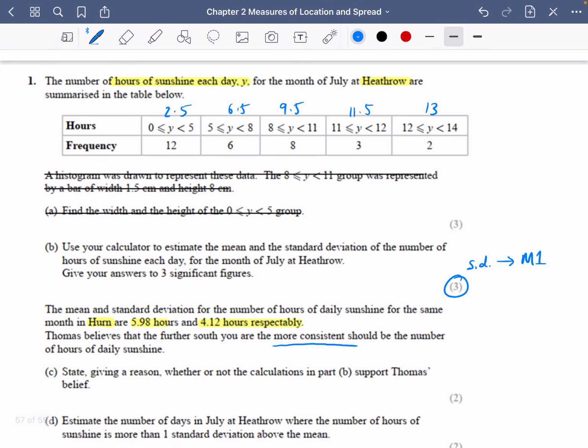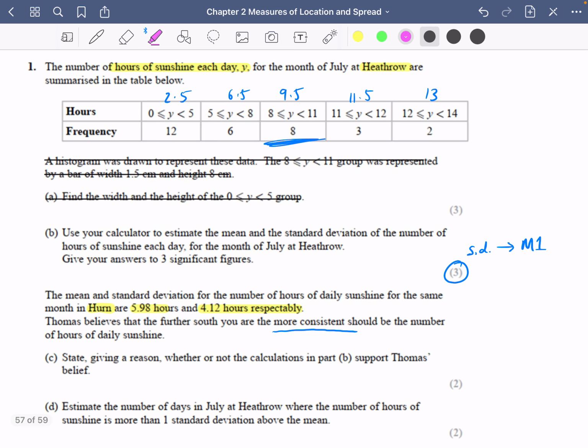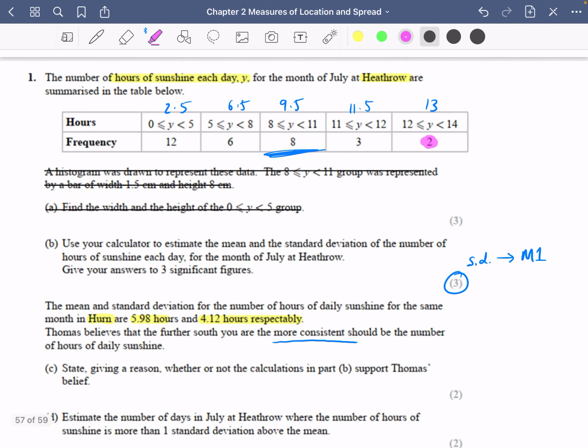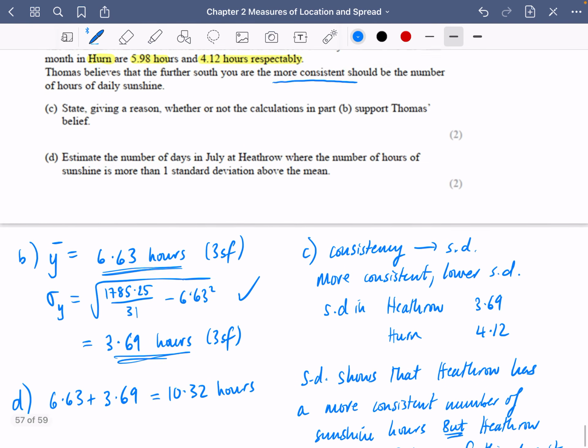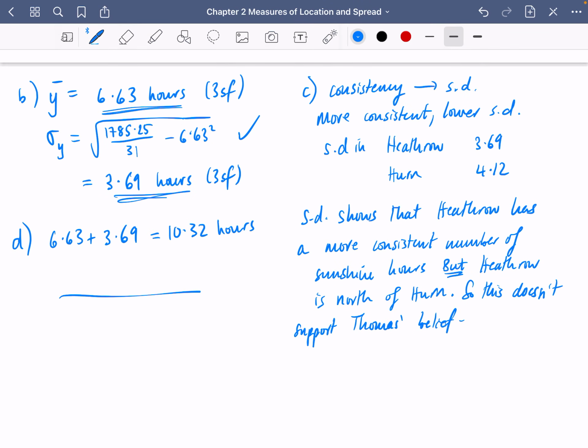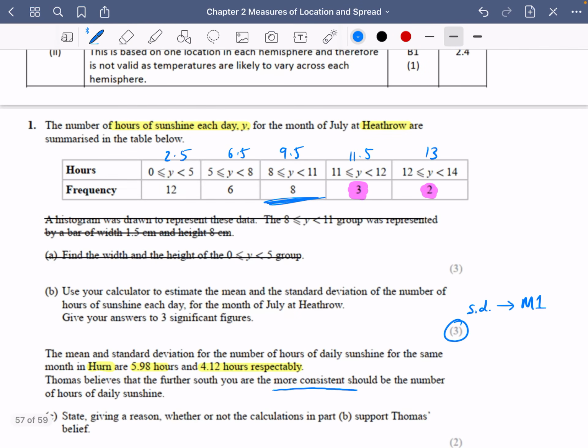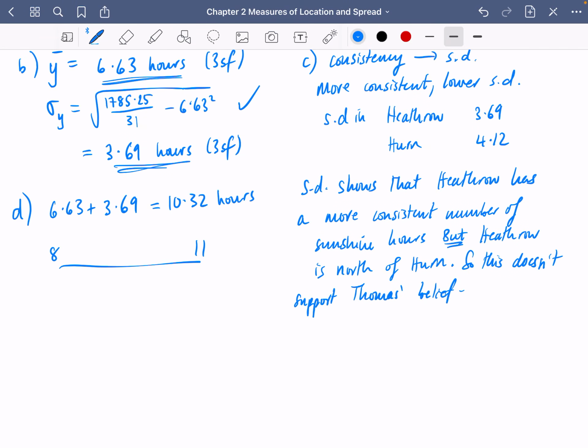So it's going to be somewhere inside this group, okay? The ones that are more than 10.3 hours, and the number of hours is more than one standard deviation. It's going to be 1, 2, 3, 4, 5. We need to find out how many of that group I've underlined in blue would be more than 10.32. So that group goes from 8 to 11, and we've got 10.32 up here. And in the whole group, there are 8 days in there.